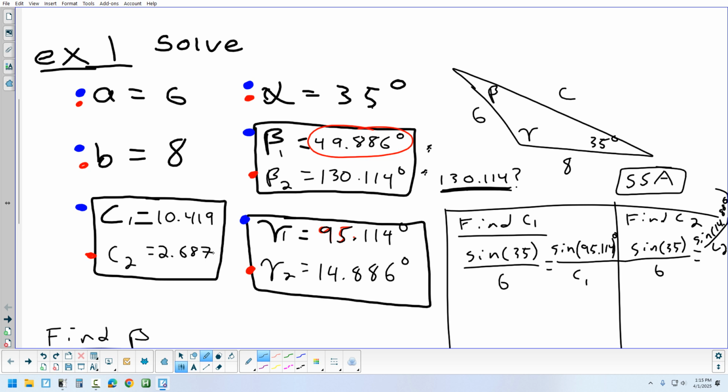With a two-solution problem, I don't think it's a harder problem, it's a longer problem. You have to do the same thing twice.